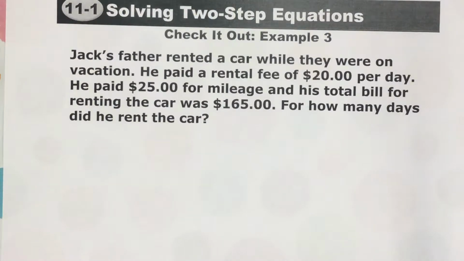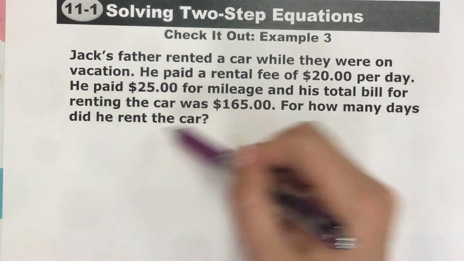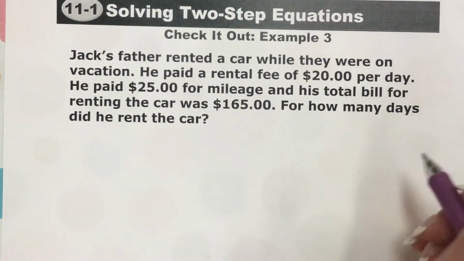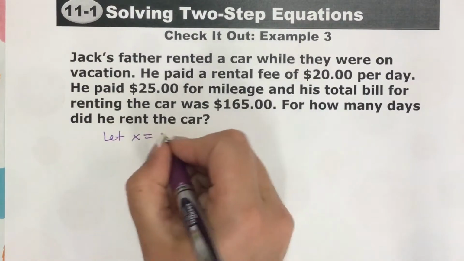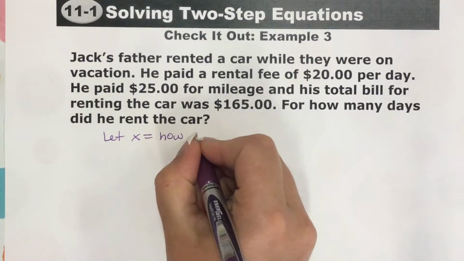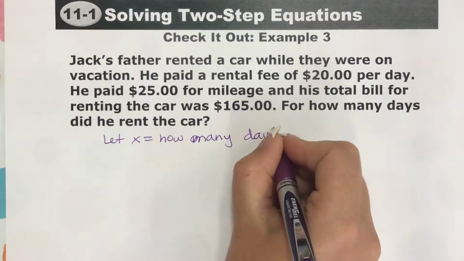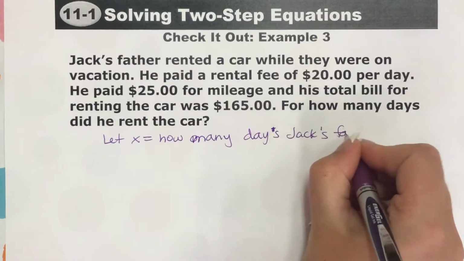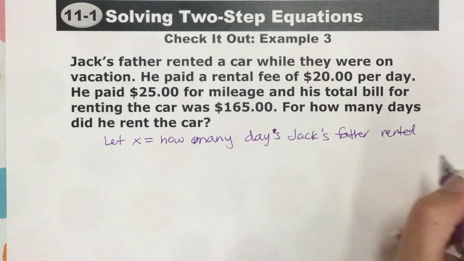Okay, so let's go ahead and figure out what we don't know. A lot of times what we don't know is in the sentence. So, for how many days did he rent the car? It's at the end of the paragraph. So we're going to say let x equal how many days, just days. Jack's father rented a car.